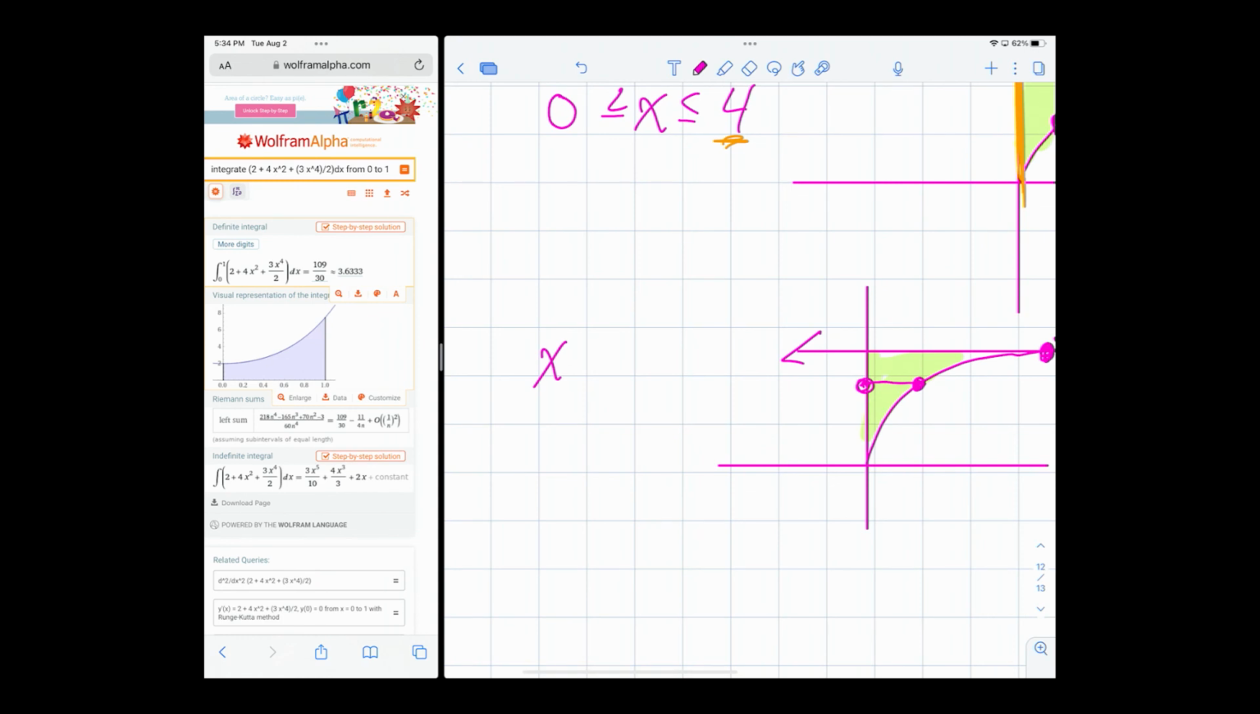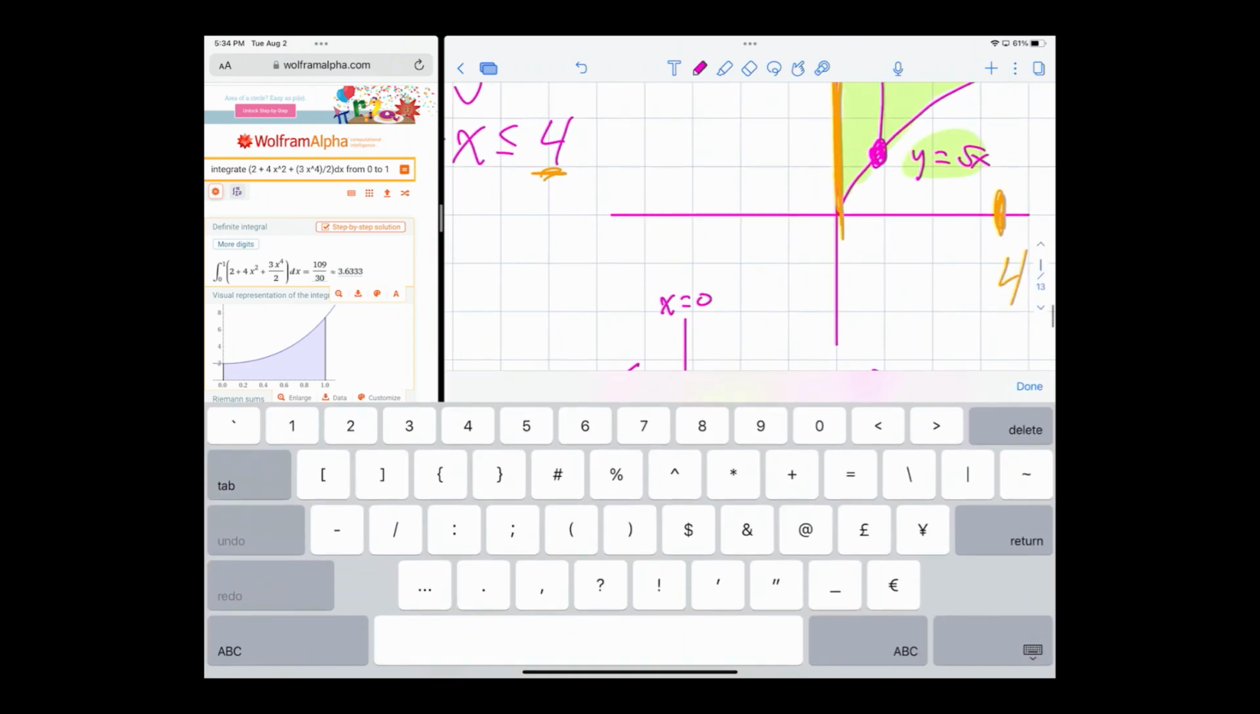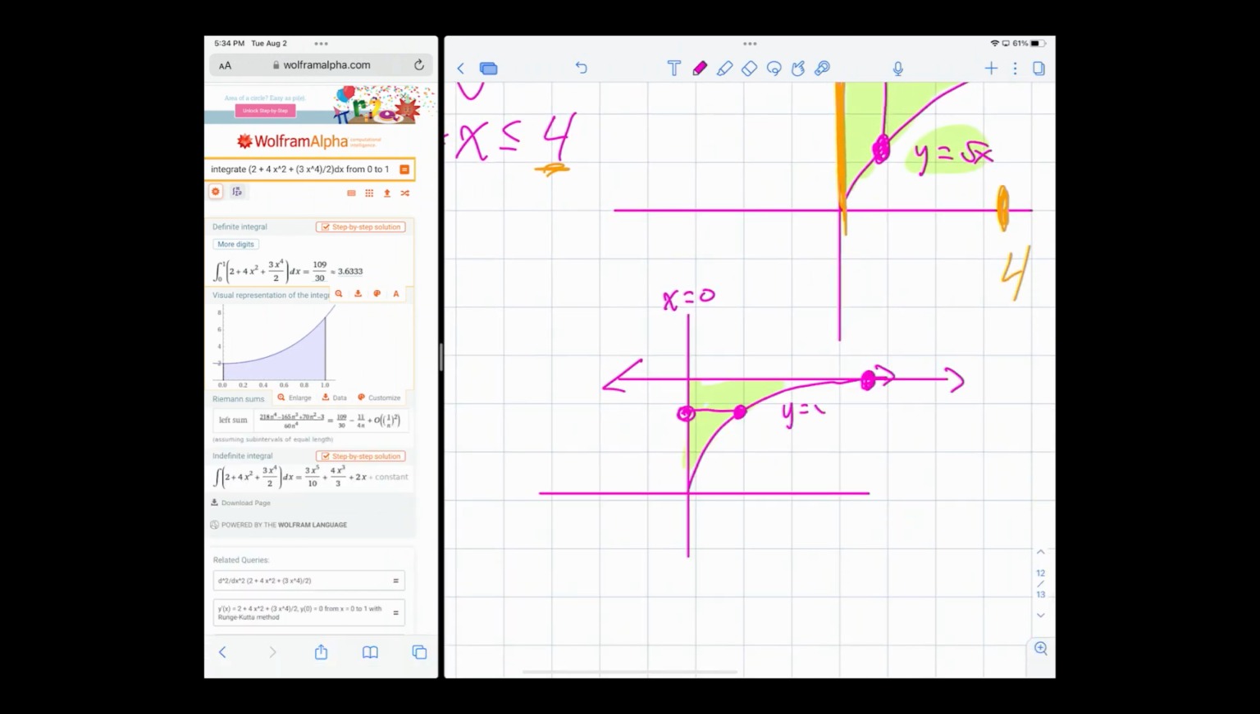If we do that, then x is between, well, this line is x equals 0, so that can stay 0. But then what's this curve? We know that it is y equals square root x. But if you want it solved for x, you'd square both sides and it would be x equals y squared. So we actually need it this way, not this way. So cross that out. We need it like this. So we go from x equals 0 up to x equals y squared, like that.